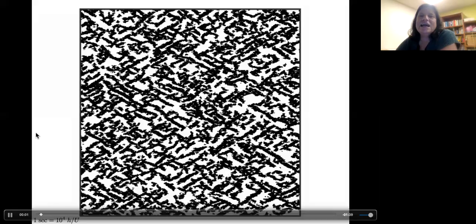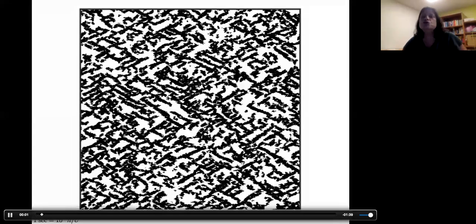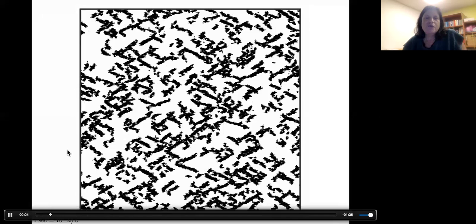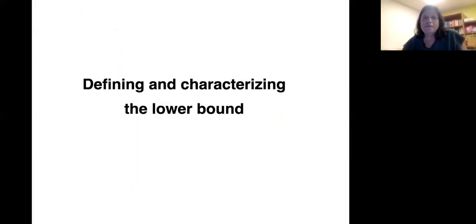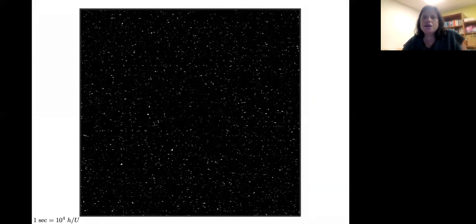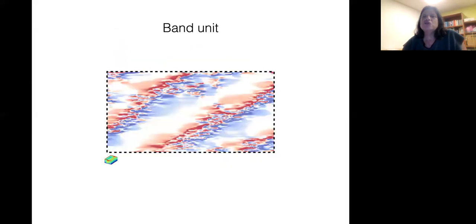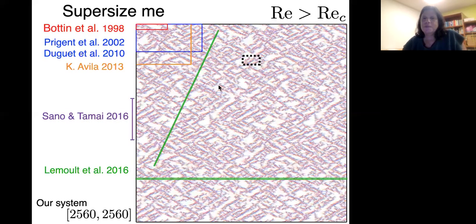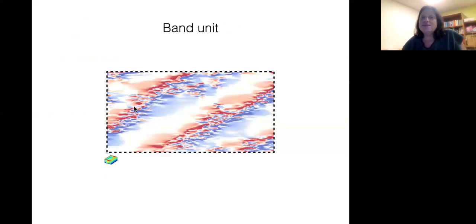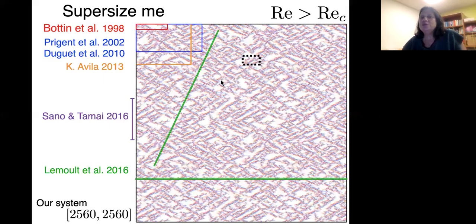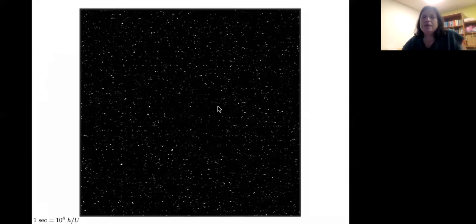Here we're pixelating laminar versus turbulent, and we have a huge, huge domain, very, very huge. In fact, I think I need to go back a tiny bit. You saw this picture, that's this big. This is the minimal flow unit. This is a band unit, and this is what we're simulating. All of these are bands. They're very little, and our system is of size 2560 by 2560, far larger than any system that was ever simulated before. And this is what you see.